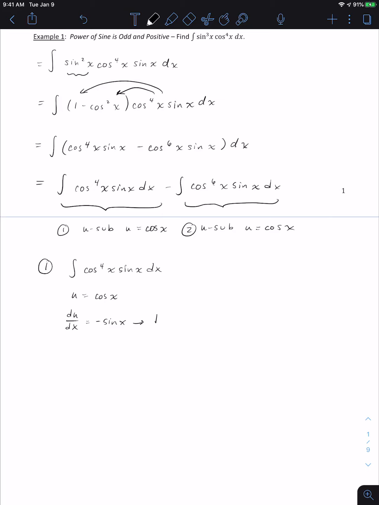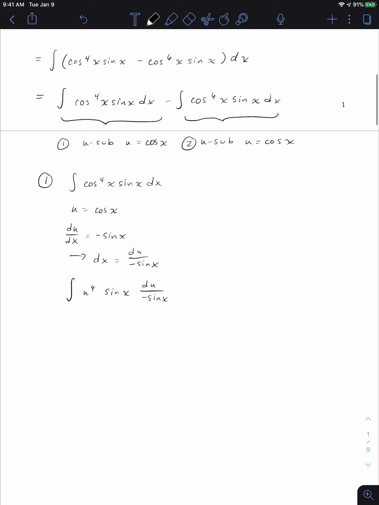So that means that dx is equal to du over negative sine x. So when I go to do my substitution, I write u to the 4th, because cosine is u, and cosine to the 4th is u to the 4th power. And then I have sine x, and dx now is du over negative sine x. So this ends up looking like minus the integral of u to the 4th du.